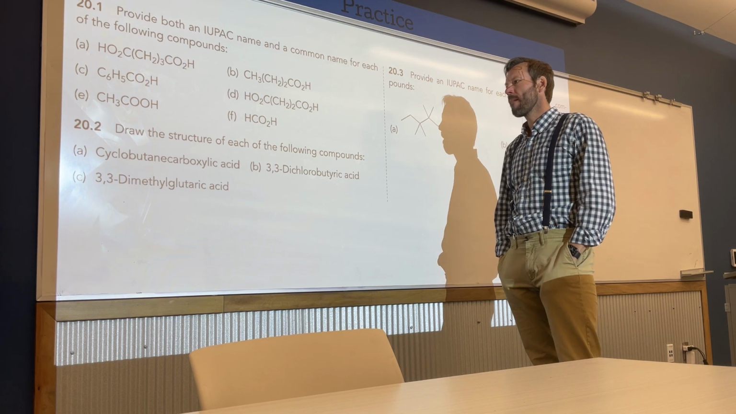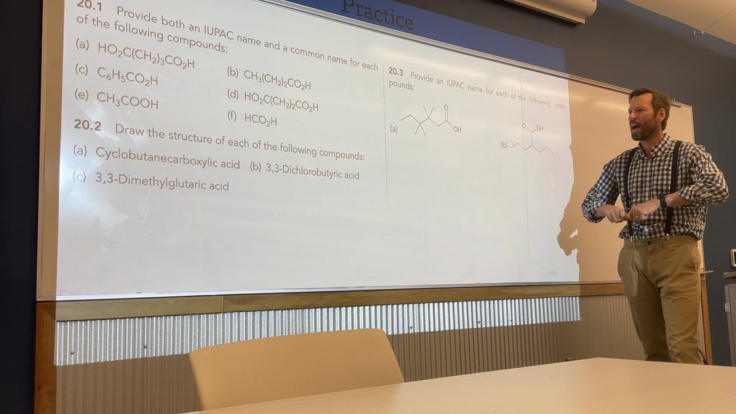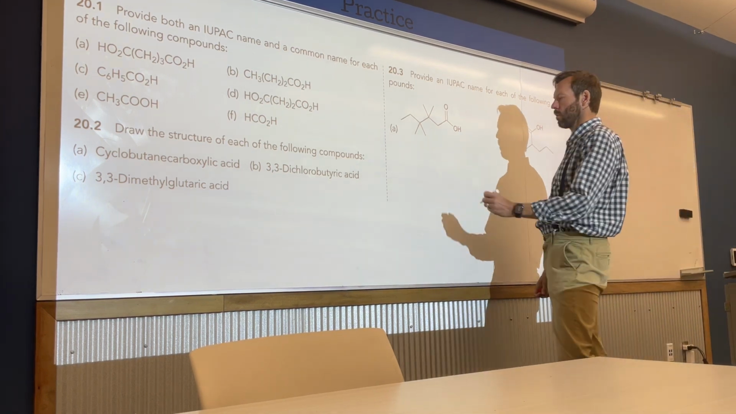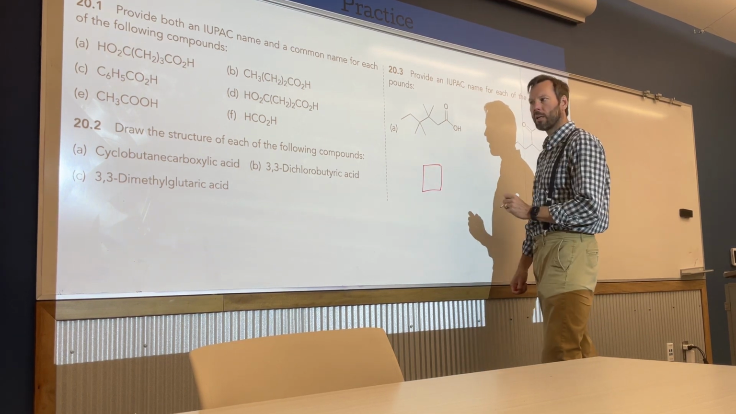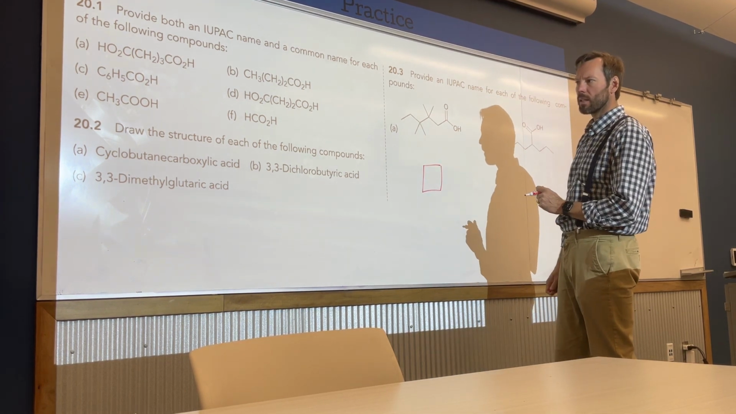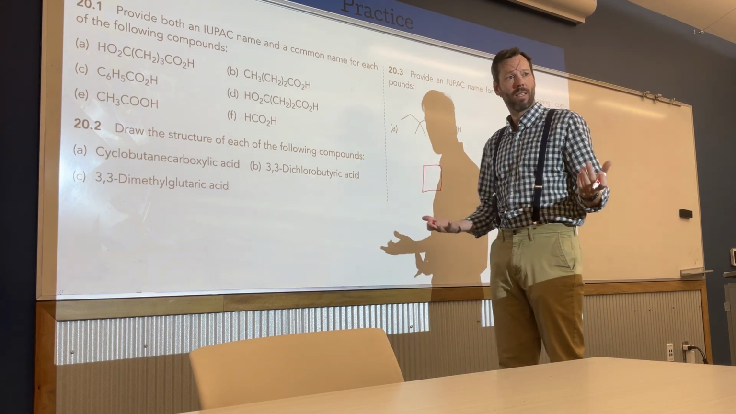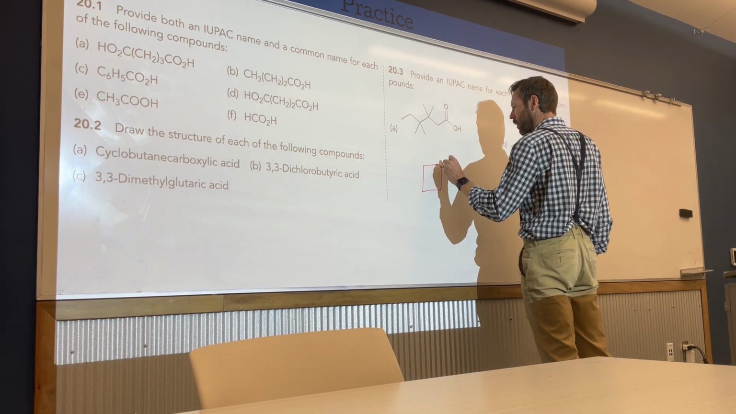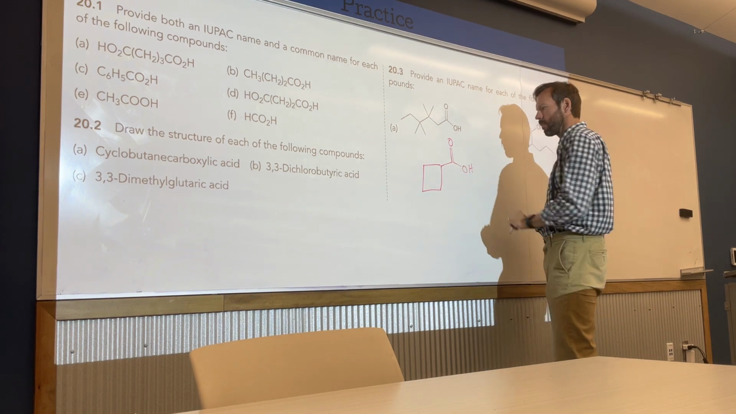All right, so structures. Cyclobutane, so that's going to be 1, 2, 3, 4, right? Carboxylic acid, just like how benzene carboxylic acid was a benzene ring with the carboxylic acid. Now it's just a cyclobutane with a carboxylic acid.